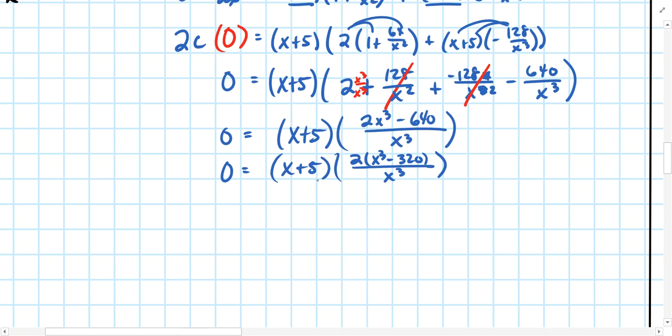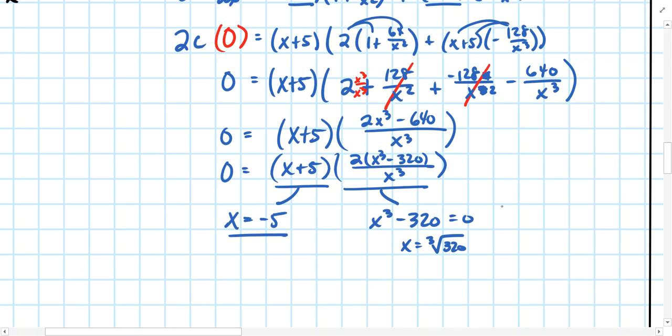Okay, I think we're finally at a point where we can solve, because now I have the product of two numbers that multiply to equal 0, and so that tells me that either x plus 5 equals 0, therefore one solution is negative 5, or this fraction could be equal to 0. Now the only way that a fraction is equal to 0 is if the numerator equals 0. So we're thinking to ourselves, when does x cubed minus 320 equal 0? Well, that would be the cube root of 320.